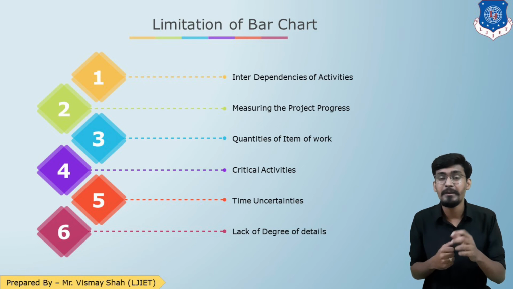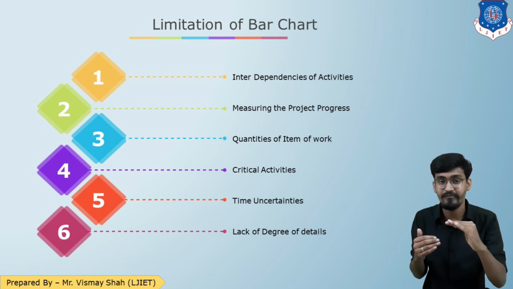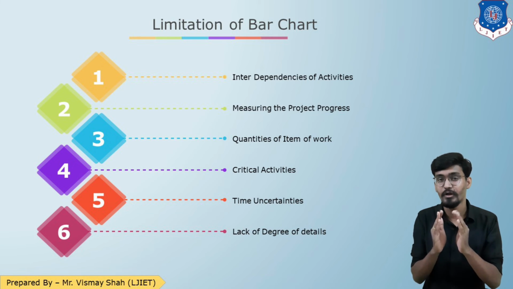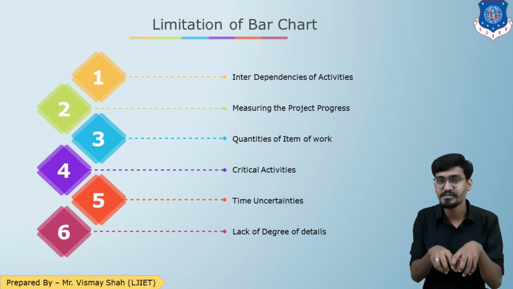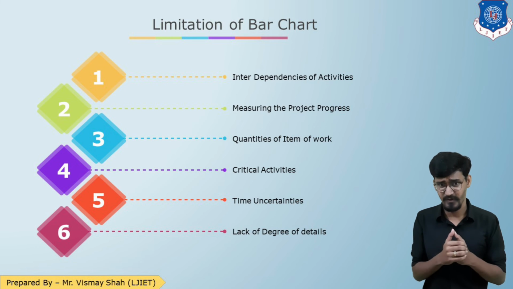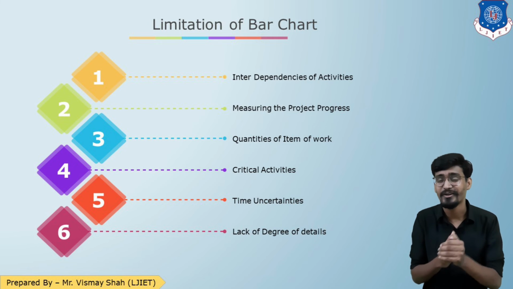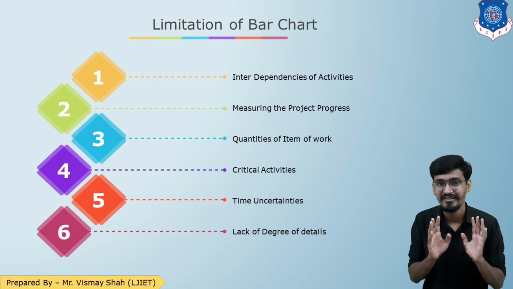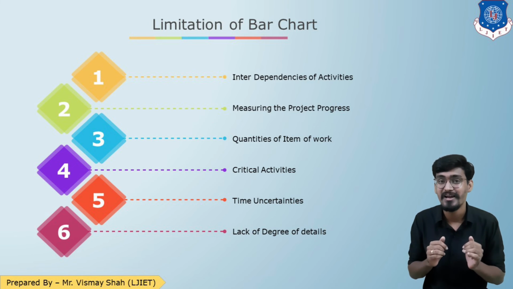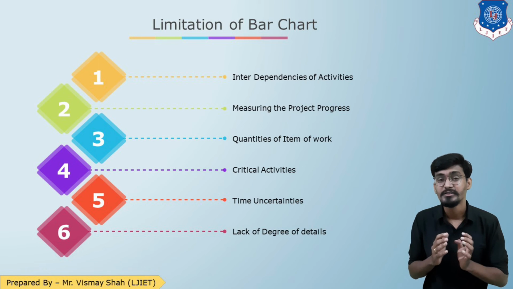Because, for example, the slab activity consists of 4 sub activities, such as preparation of the formwork, preparation of the vertical scaffoldings or the supports, then placing of steel, then cleaning of the area, and then concrete and curing. So these are the activities for the slab construction. But if you put it into the bar chart, you have to manage it as only one activity, the slab construction. You cannot define the degree of detail that slab construction includes these 4 sub operations. I hope you are getting my point. So lack of degree of detailing is one of the major limitations of the bar chart.